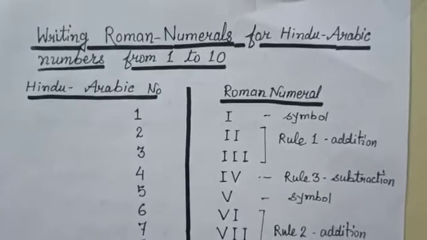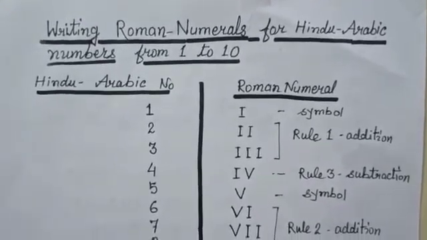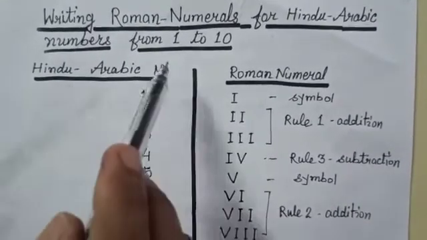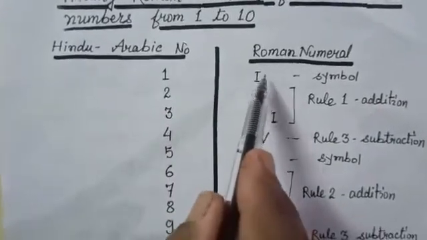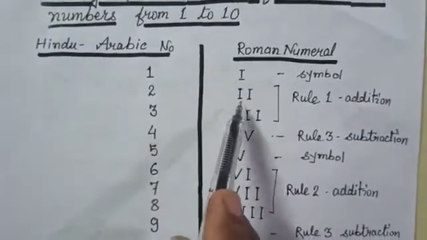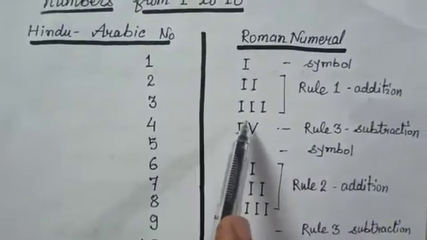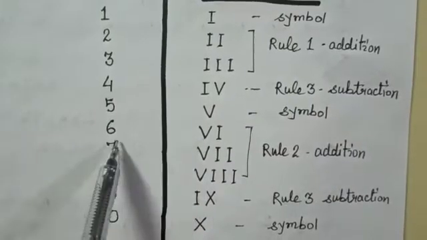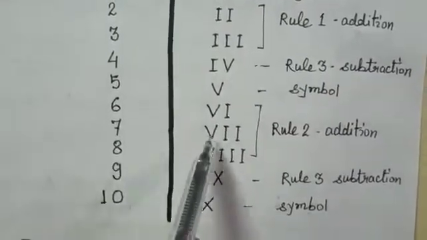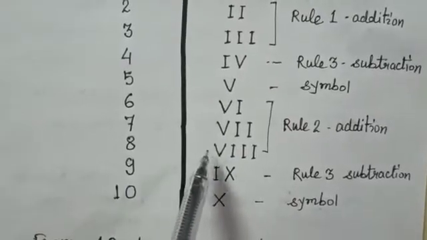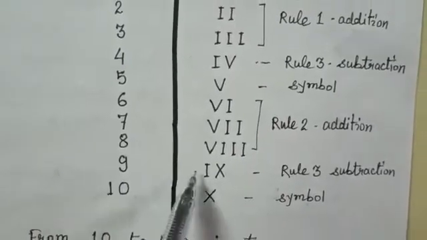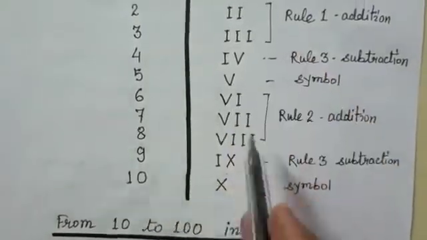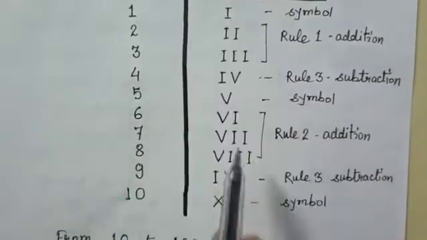Now children, see how to write Roman numbers for Hindu Arabic numbers from 1 to 10. Hindu Arabic number 1, in Roman it is I. 2 is 2 times I, 3 is 3 times I, 4 is IV, 5 is V, 6 is VI, 7 is VII, 8 is V and 3 times I, 9 is IX and 10 is X. Now look at here, I, V and X, they are symbols.